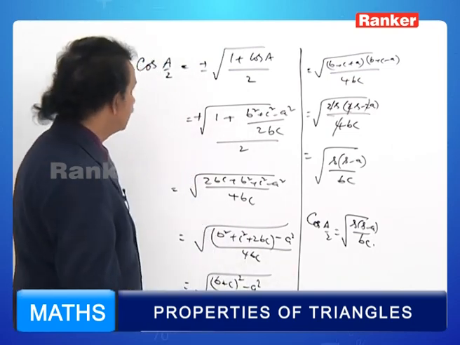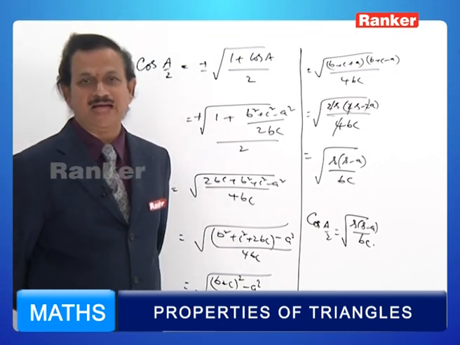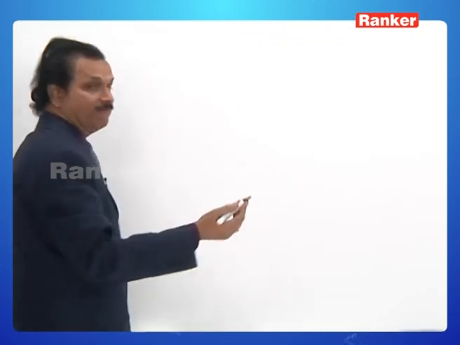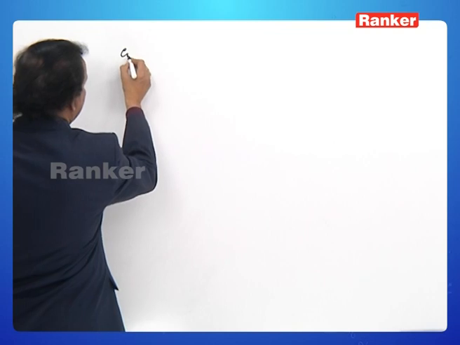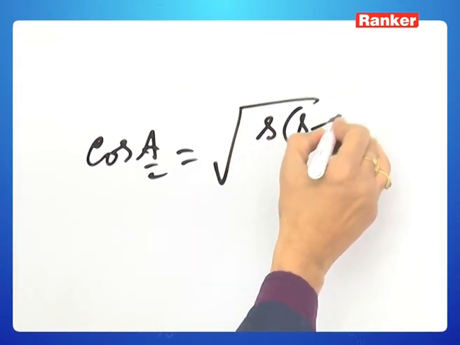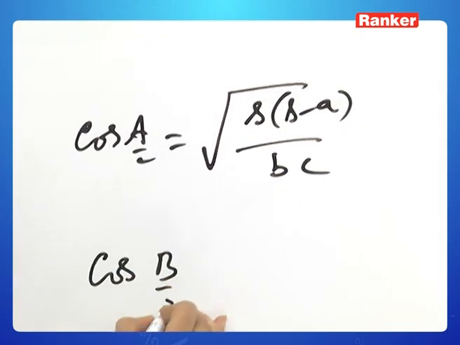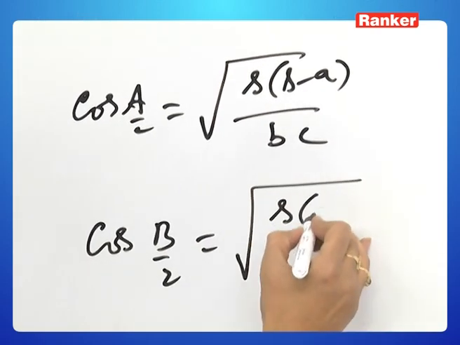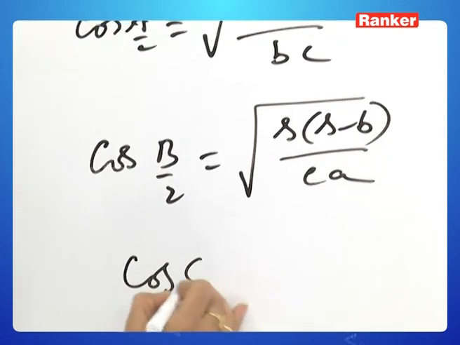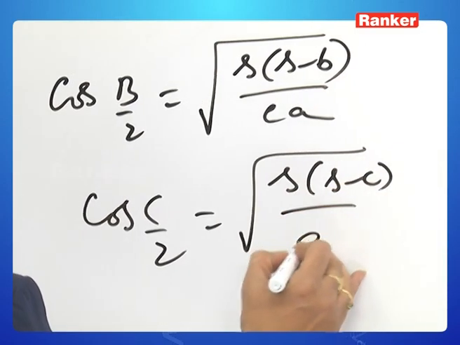Likewise, in a similar fashion, you can have cos B by 2 and cos C by 2 also. So, we have proved that cos A by 2 is equal to root of s into (s minus a) by bc. In a similar fashion, cos B by 2 is equal to root of s into (s minus b) by ca, and cos C by 2, cyclically, is root of s into (s minus c) by ab.